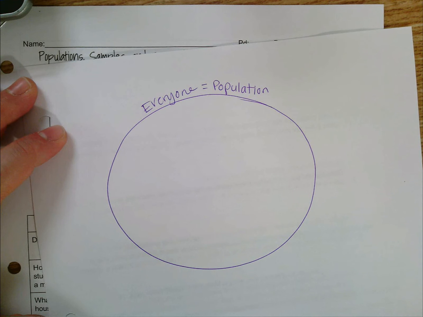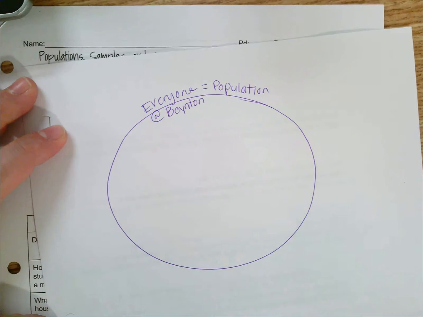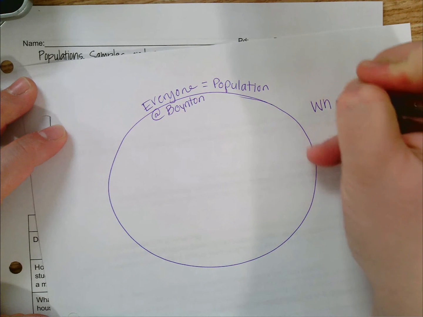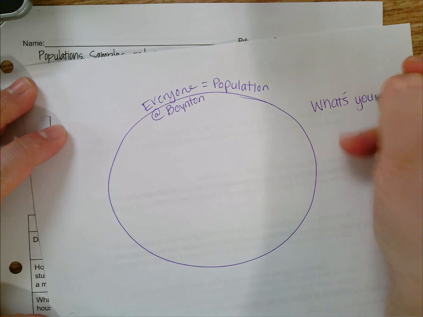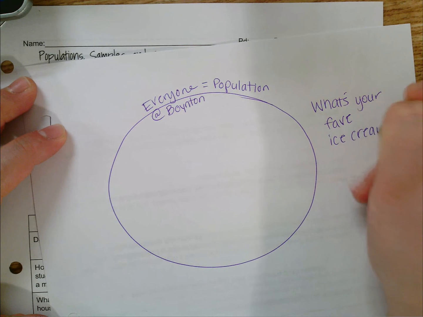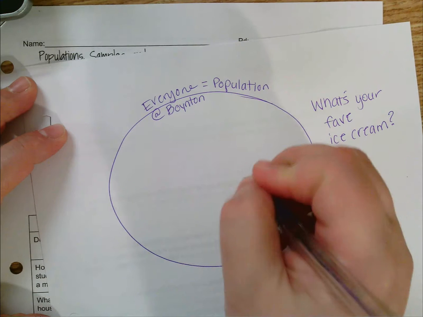But sometimes it's not practical to take everyone into account. For example, if I was talking about everyone at Boynton, because I wanted to have an ice cream party, and I said, hey, what's your favorite ice cream flavor? It would take me a long time to gather all that information. So I don't really want to do that. That's why I take a sample.